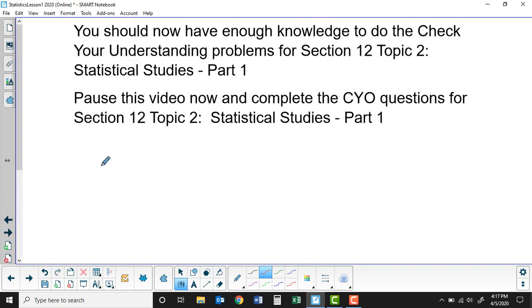All right. And now is when you should be able to do the check your understanding questions for section 12, topic 2. This again is in the Math Nation. It would be the second part of section 12. Do those questions.